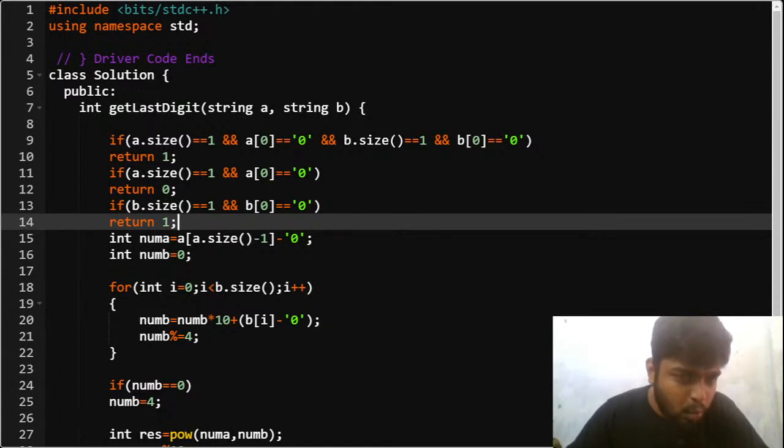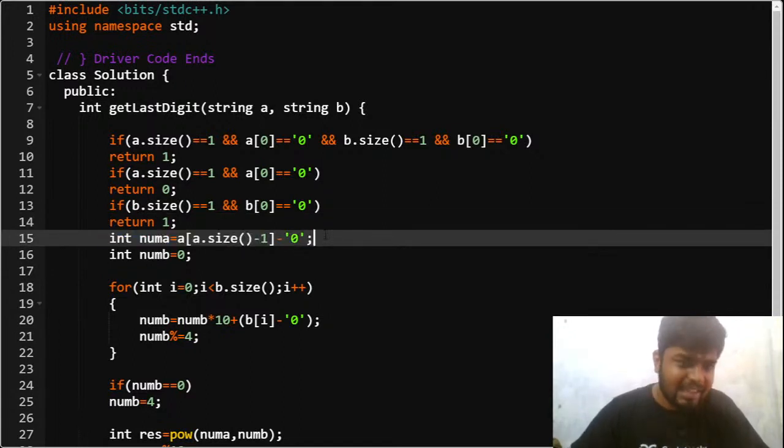After that, what I'll do, this is my last digit. Num a gives me the last digit of the particular number a that I want to find the exponent for, right?